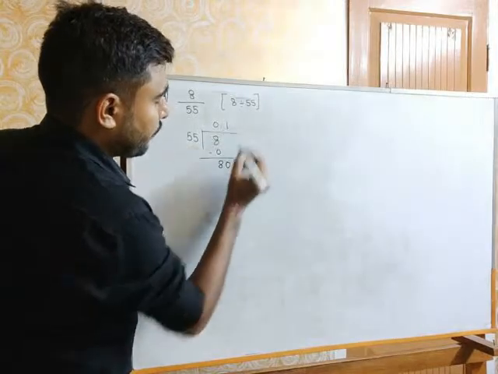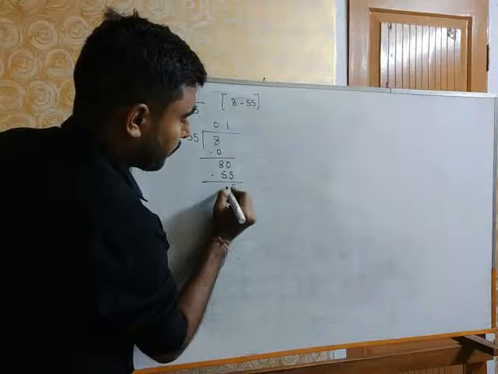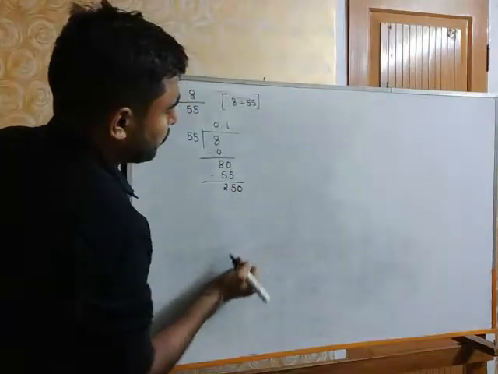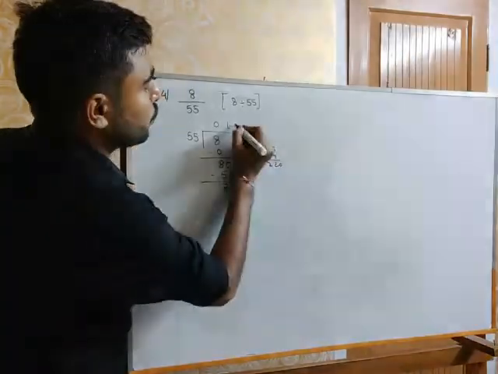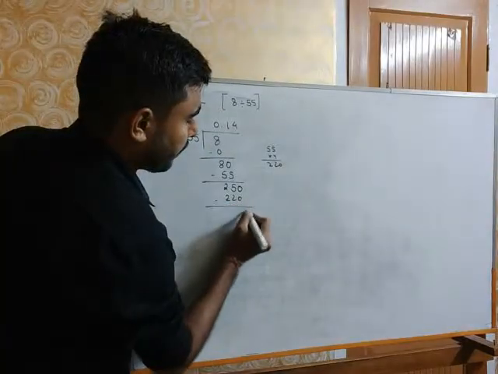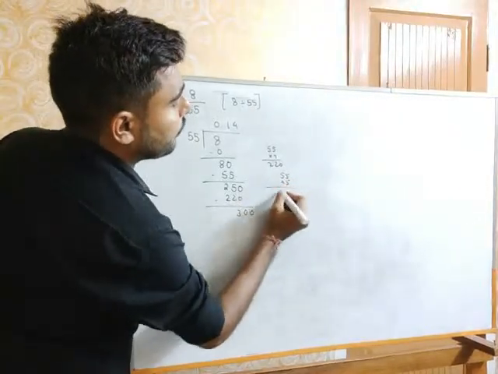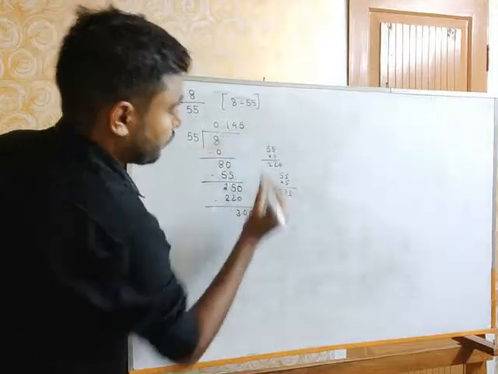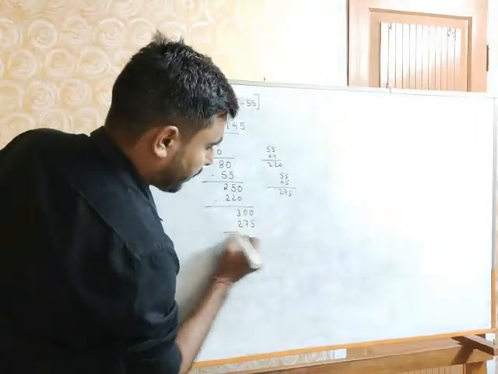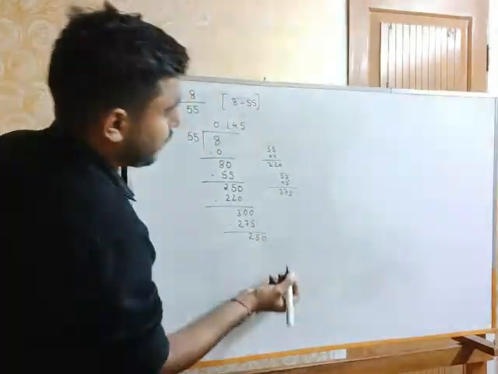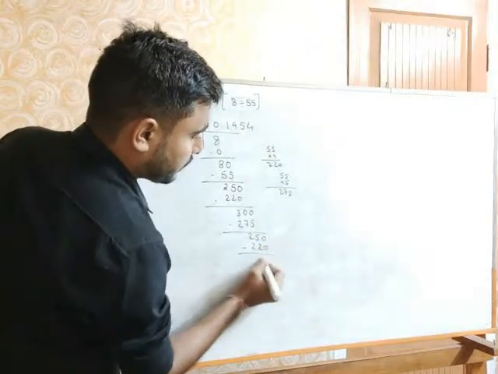So 55 times 1 is 55, remains 5, and 7 minus 5 is 2, remains 0. Now 55 into 4 will give you 220. So 4 times, 220 remains 30 again. Now 55 into 5 will give you 275. So let us take 5 times, it will be 275, remains 25, and 0 can be taken again, it will be 4 times, 220, remains 30.